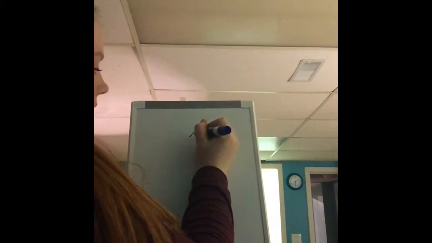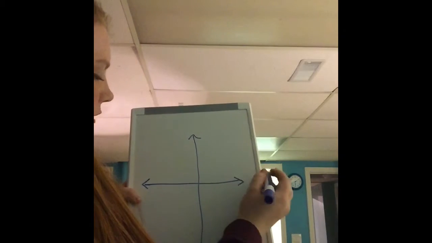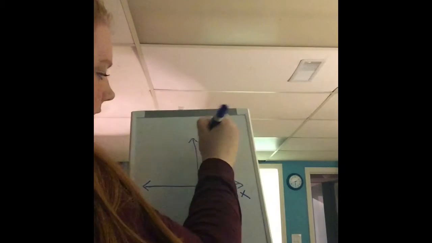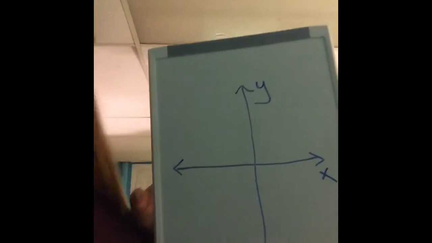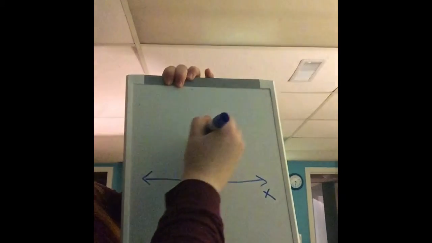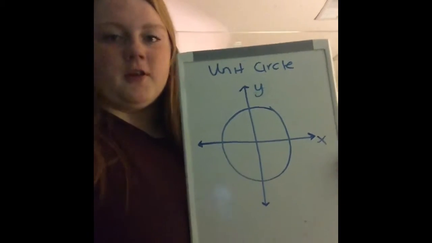To start off the lesson, I thought I would start with some definitions. First I'm going to show you what a unit circle looks like. As I'm drawing the unit circle, I start with drawing my two axes. The horizontal one is x and the vertical one is y. Now, a basic unit circle would be this. And this is the first part of the unit circle.